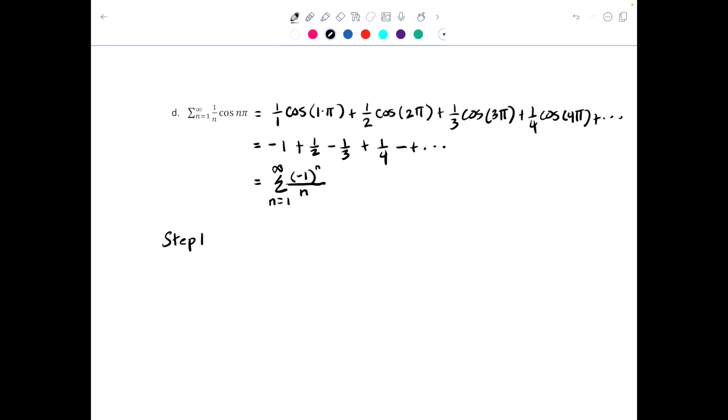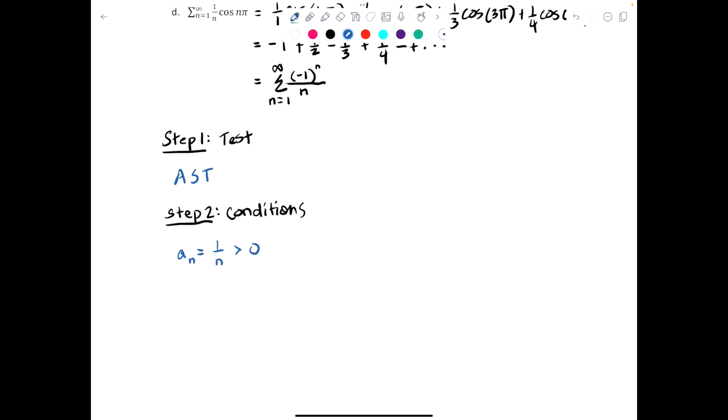So here we go. Step 1, what test will we use? Well, I say we use the alternating series test. And then step 2, conditions. a sub n is equal to 1 over n, which is positive for n greater than or equal to 1. And then step 3, let's run our test. So, first part, the limit as n approaches infinity of 1 over n equals 0, so that checks out.